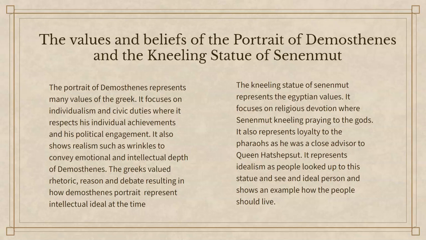The kneeling statue of Senmut is of religious devotion. The kneeling posture of Senmut in the statue symbolized devotion to the gods and humility before the divine in ancient Egypt. Kneeling was a gesture of reverence, and his position would signify his willingness to serve both gods and pharaohs, who were considered gods on earth.